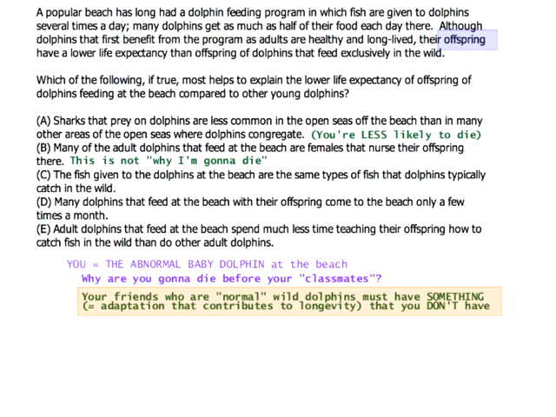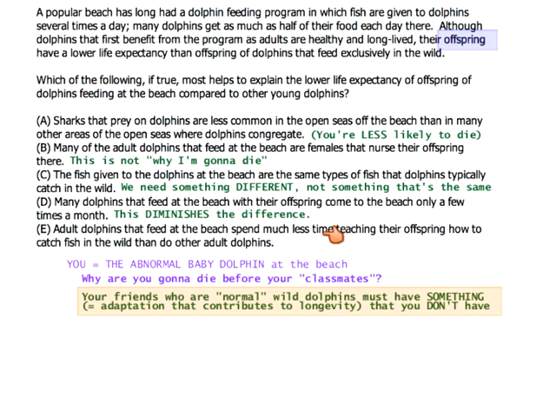The fish given to them are the same type. This is not a difference. I mean, we need something different, not something that is the same. And then D, many dolphins only come there a few times a month. Sure, but they still come. Also, this is not a difference. This actually diminishes the difference rather than explaining it. It means that we don't come as often, and still there's this difference. This actually makes it seem like less of a difference, not explaining it.